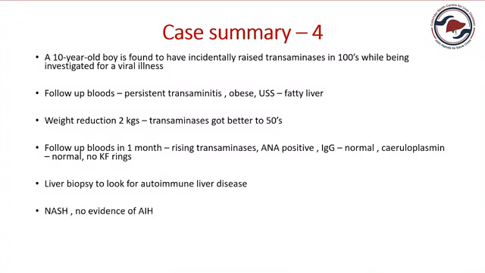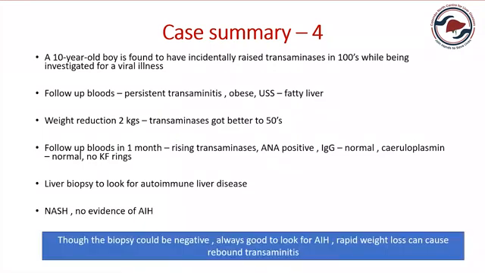It revealed NASH, non-alcoholic steatohepatitis, and there is no evidence of autoimmune hepatitis. That is good. We have not missed a diagnosis of autoimmune hepatitis for the time being at least, and we will manage that child as non-alcoholic steatohepatitis. The lesson here is, though the biopsy could be negative, it is always good to look for autoimmune hepatitis. No harm, because rather than missing autoimmune hepatitis, it is okay to look for it. And rapid weight loss in this case can cause rebound transaminitis, possibly that is the reason.